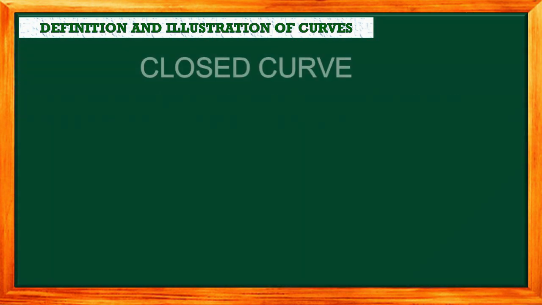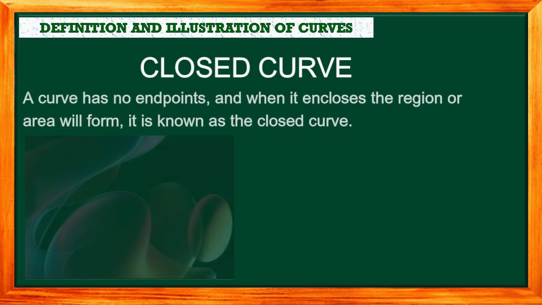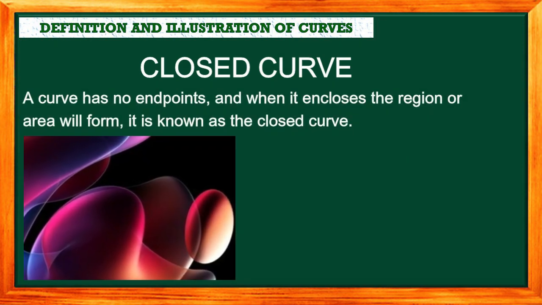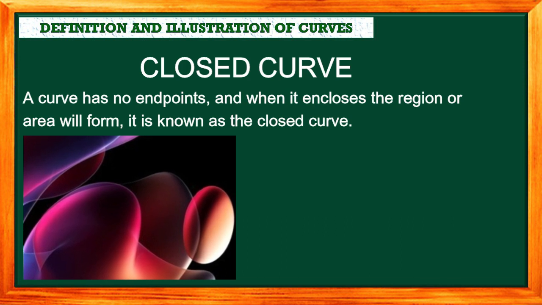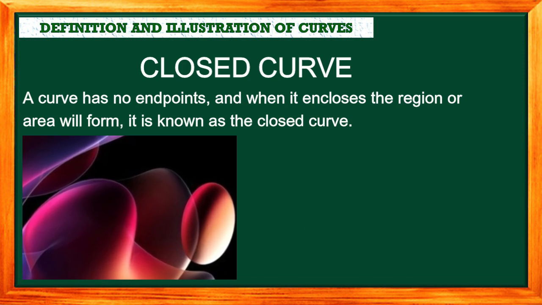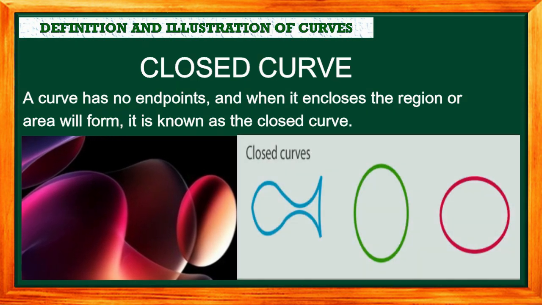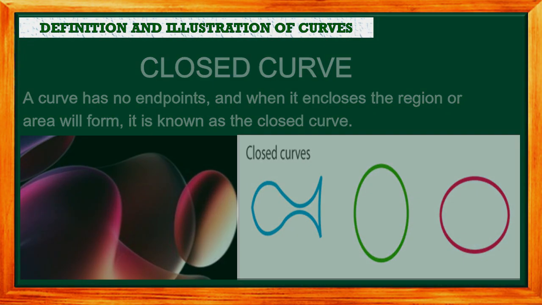Closed curve. A closed curve is a curve that has no endpoint. This type of curve is formed by joining the two endpoints of an open curve. The best examples of closed curves are circles and ellipses.